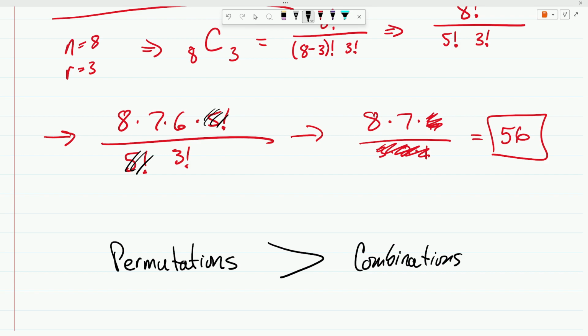And that's because in a permutation, order matters. A, B, C is not the same thing as B, A, C. Those are two different things. However, in a combination, A, B, C is the same exact thing as B, A, C because we don't care about the order.